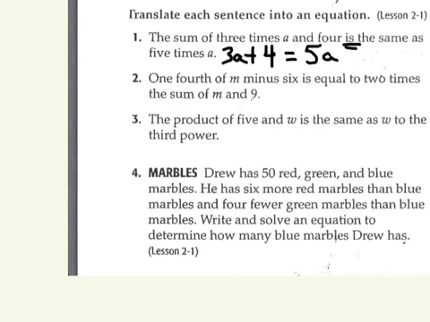Number 2, 1/4 of m minus 6 is equal to 2 times the sum of m and 9. So if we're talking about 1/4 of m minus 6, we can write it like this, and that's equal to 2 times the sum, 2 times open parentheses, m plus 9. I can see a potential problem with this because is it 1/4 m minus 6 or is it 1/4 times m minus 6?